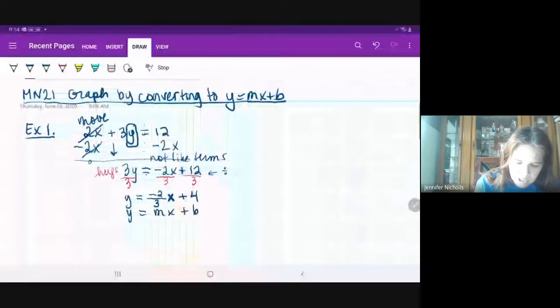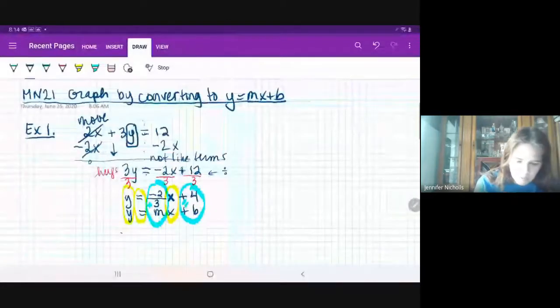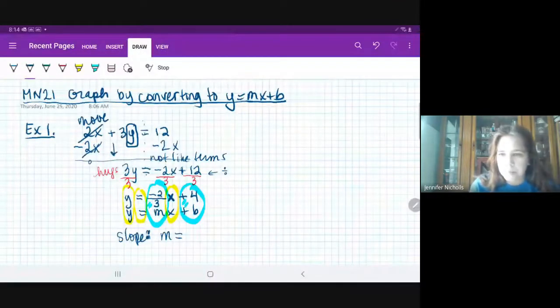This is looking good. Everybody kind of looks like they're in their right spots, right? The y's are in the right spots, the equals, the x's. And then it looks like the m is equal to -2/3 and the 4 is equal to b. So then we wrote slope. And we wrote m equals, what did we write? M equals what?